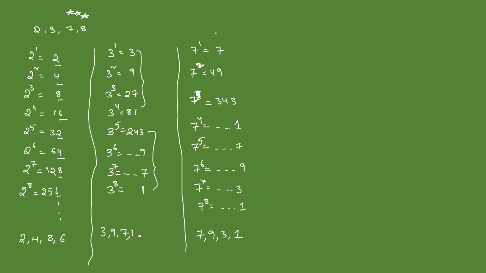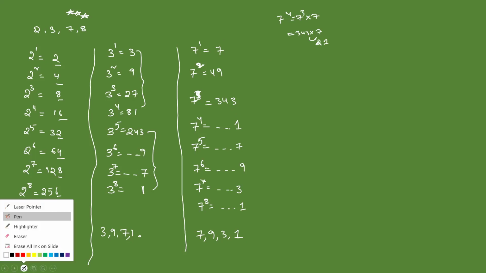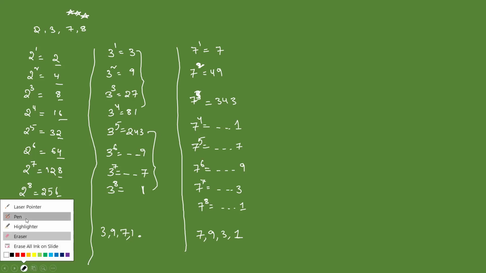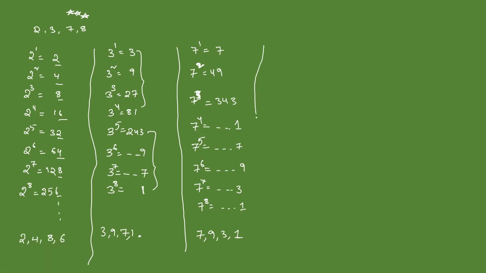If you write 7 power 4, what is it? 7 cube into 7. 7 cube we know is 343, into 7. 7 threes are 21. Anyway, we want only the unit digit, so we will take the unit digit. In this manner, try to remember it, but please don't learn them by heart. If you do, you may face difficulty in the examination. So instead of that, it is better to learn concept-wise. Okay, next.